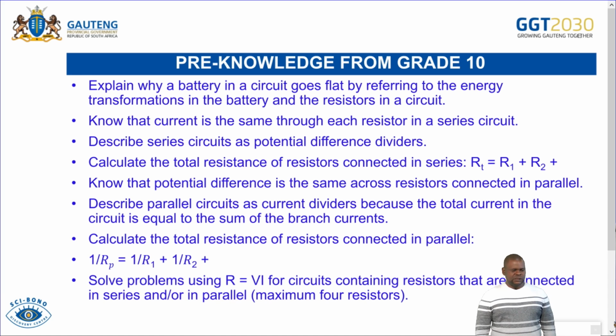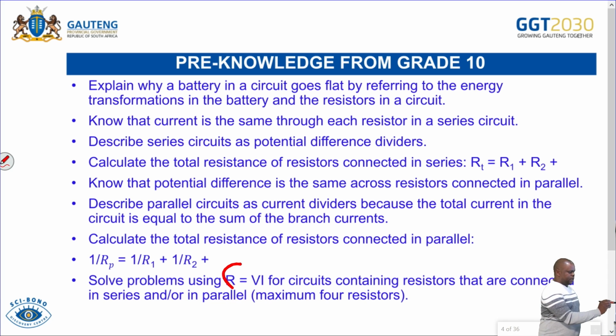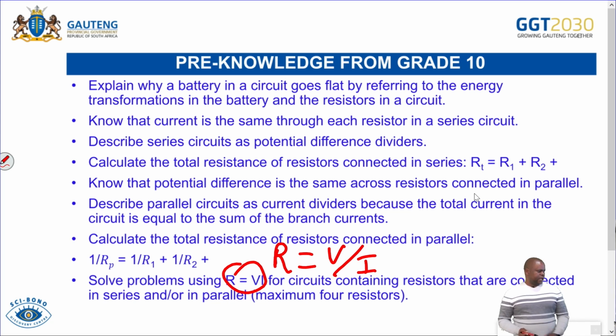Solve problems using R is equal to V over I. In grade 11, this is for circuits containing resistors that are connected in series and in parallel. And remember, grade 11s, we are dealing with a maximum of 4 resistors.